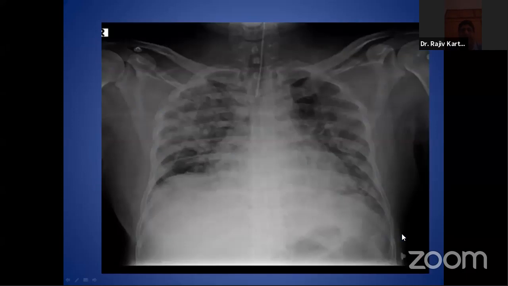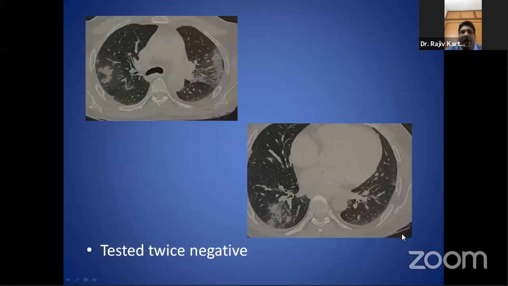Next. This was his initial chest X-ray that was taken, and you can typically see the bilateral, interstitial, peripheral sort of infiltrates that are seen on this chest X-ray. Next. And these are some screenshots of his CT scan. It does show this typical bilateral subpleural ground glass opacities with some amount of consolidation.